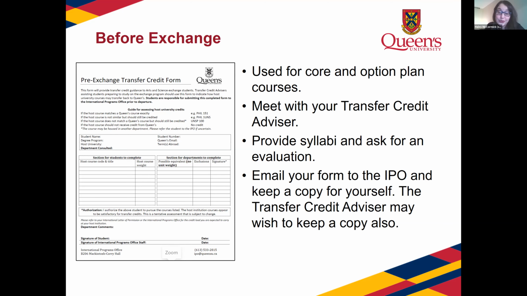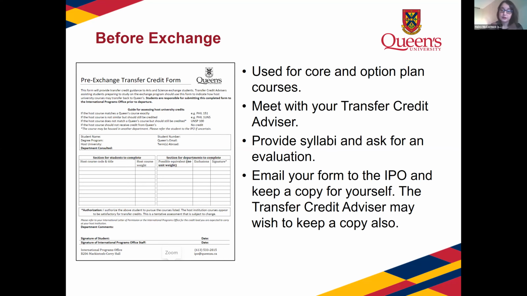And then there are 2 forms that you have to complete. You have a pre-exchange transfer credit form and a post-exchange transfer credit form. Before you go on exchange, you're going to use the pre-exchange transfer credit form to have any of your core or option plan courses that you're hoping to complete at your host exchange university assessed by your undergraduate chair.